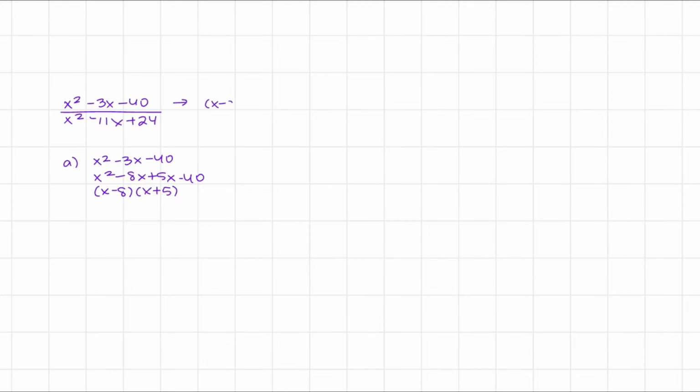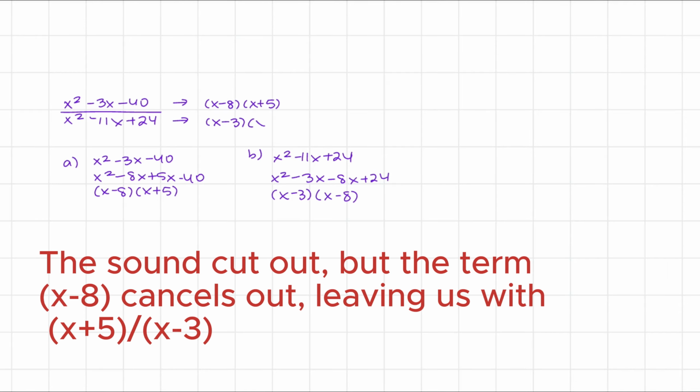So our second problem is x squared minus 3x minus 40 over x squared minus 11x plus 24. So let's break this down. The numerator is x squared minus 8x plus 5x minus 40, and that's just x minus 8 times x plus 5. And the denominator is x squared minus 8x minus 3x plus 24, and that's just x minus 8 times x minus 3.